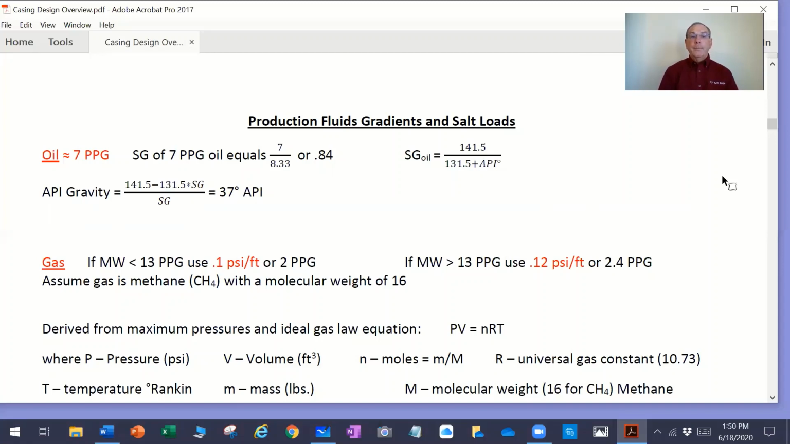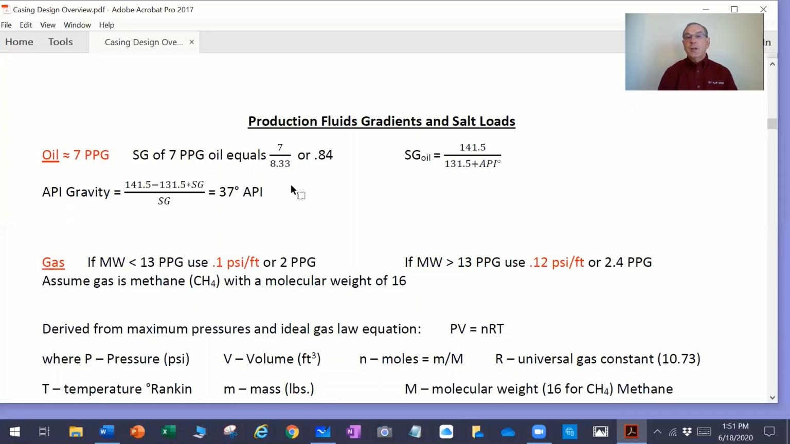Now, a typical oil that we will utilize is pretty common, an oil weight that weighs about 7 pounds per gallon. Now, the specific gravity of 7 pounds per gallon oil, if we divide it by 8.33, which is the weight of a specific gravity of 1, fresh water, then we'll get a specific gravity of a 7 pound per gallon oil of about 0.84.